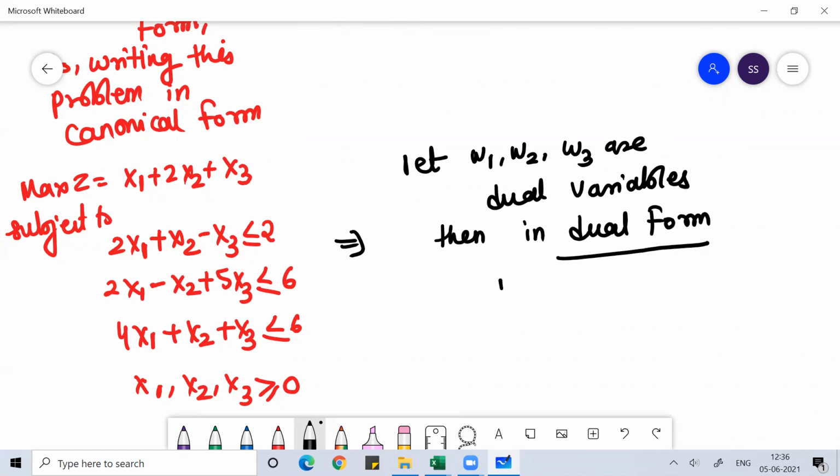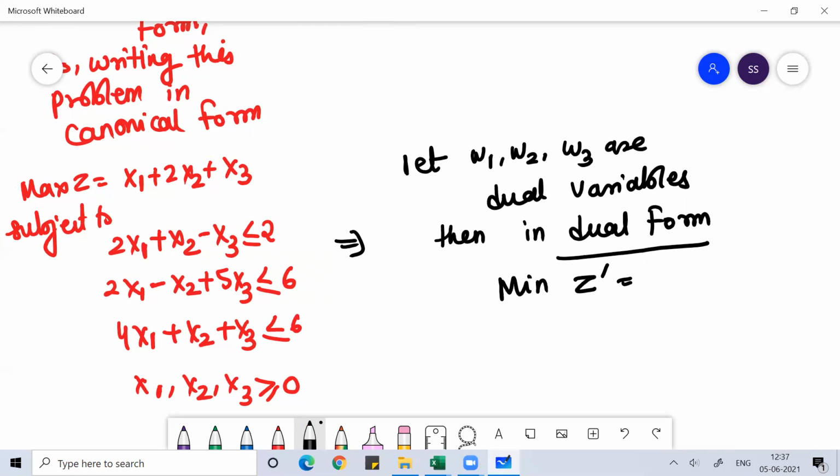Then in the dual form, your objective function will be minimization of z dash, because the first one is maximization of z. So please remember, guys, whenever you're writing the primal into dual form, if your objective function was maximization, that will turn into minimization, while if your objective function was minimization, that will turn into maximization. I hope you understood this. So now your objective function will be minimize z dash equal to, you introduce three dummy variables, W1, W2, W3.